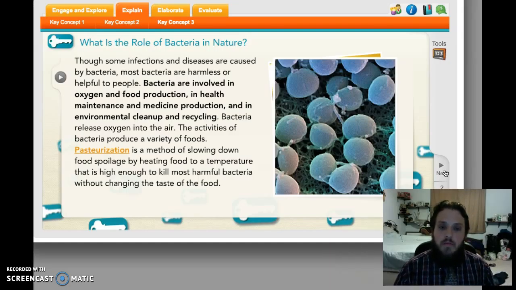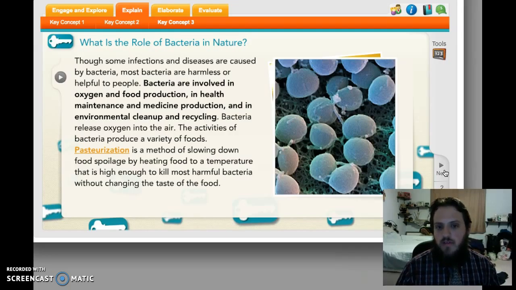There are many bacteria harmless to people and some helpful. Bacteria are involved in oxygen and food production, as well as health maintenance, some medicine production, and environmental cleanup and recycling. There are bacteria that release oxygen into the air. There are bacteria that break down food. We have actually found ways to slow down bacteria breaking down food.